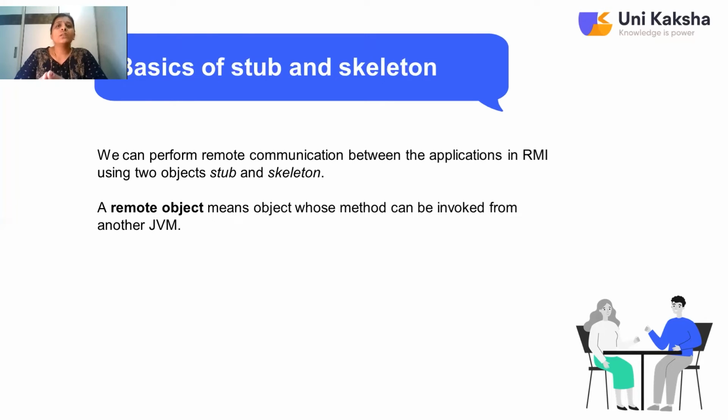This remote communication can be performed by using a network, and when we are performing remote communication between the applications in RMI, we use these two objects. So what exactly is the meaning of a remote object? A remote object is nothing but an object whose method can be invoked from another JVM, from another machine.